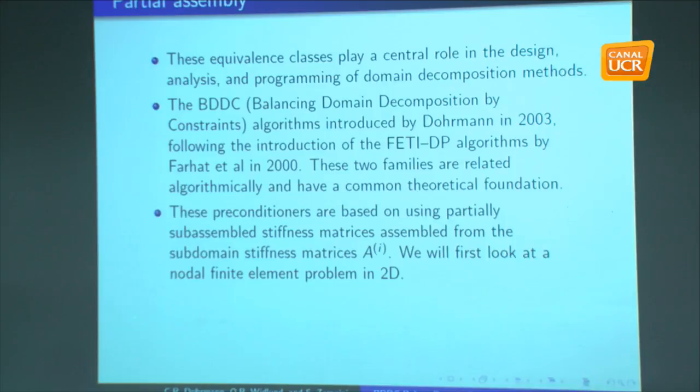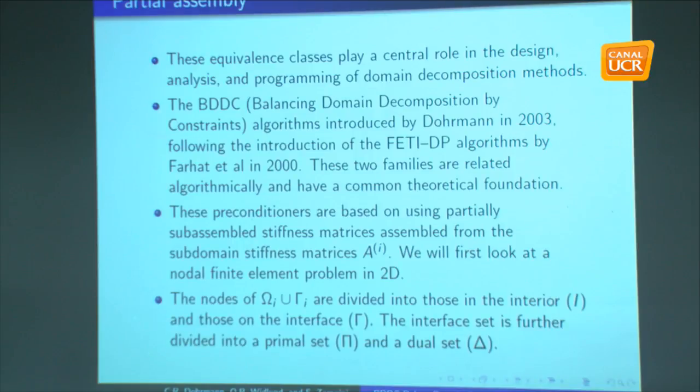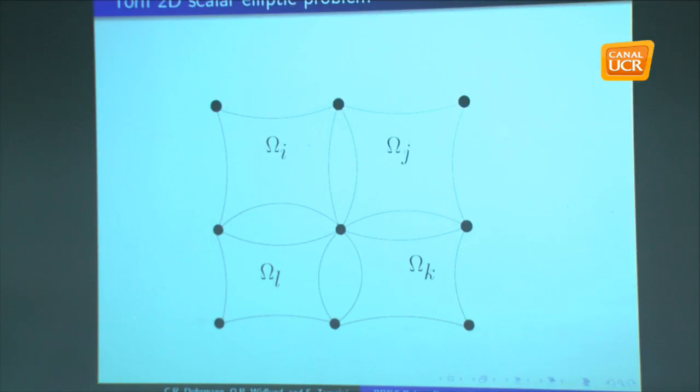The preconditioners I use are based on partially assembled stiffness matrices, assembled from subdomain stiffness matrices, which I call A of I. This is a stiffness matrix associated with omega I. And we will look at a nodal finite element problem in 2D on the next slide. So the nodes will be divided into interior nodes and interface nodes, and the interface nodes will actually be split into a smaller set, a primal set, and a dual set, which are the rest. And here's the picture.